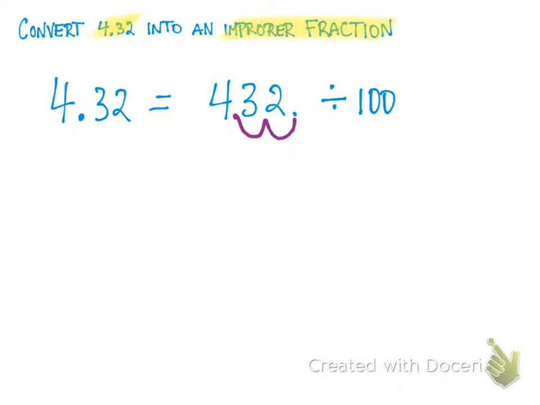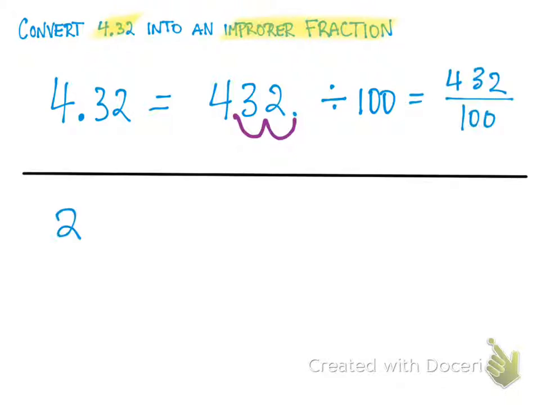432.0 divided by 100. When we divide by 100, the decimal goes back to the left twice, which makes sense because I just finished saying 4.32 is the same thing as 432 divided by 100. But we can write this division as a fraction because fractions and divisions are the same thing. So this is really just 432 over 100.